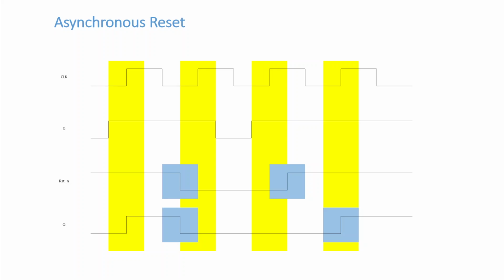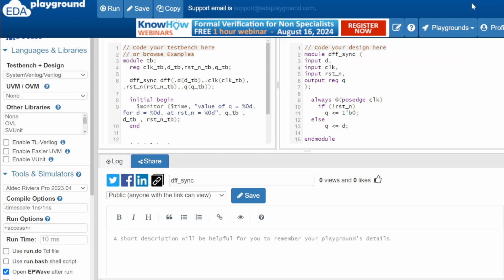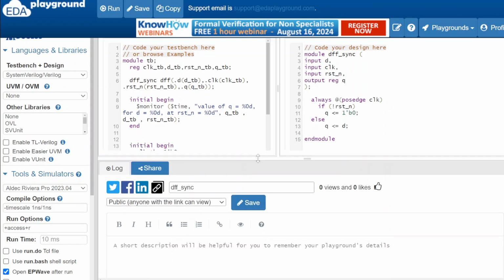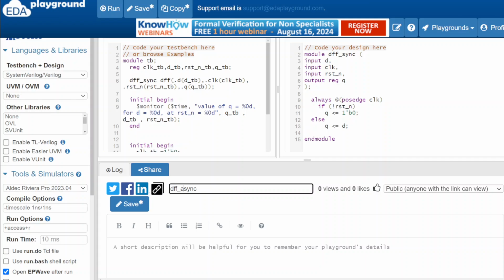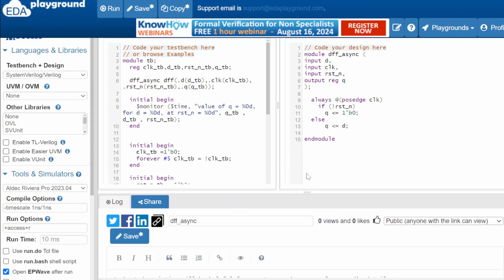So let's move to the code part. Those who missed the coding of synchronous D flip-flop can check out part 1. So let's see the asynchronous reset D flip-flop here. First I'll change the name here. Let's make it asynchronous. The instantiation also I have to make asynchronous. Okay. Now we'll see what is the change here.